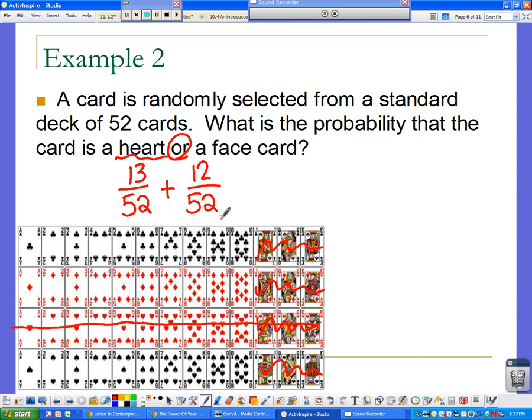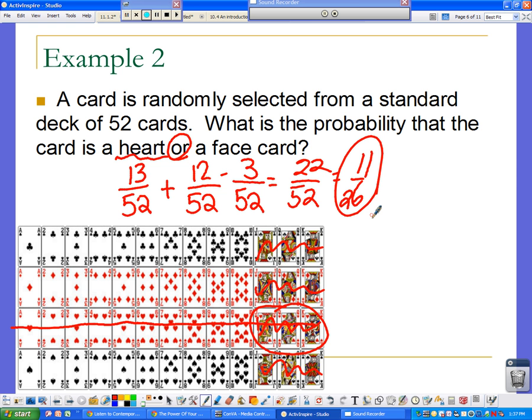But then again, you've always got to ask that question. Sometimes you'll have mutually exclusive events. Sometimes you will not have mutually exclusive events. And you always have to ask, how many of them are both heart and face cards? Well, those are these 3 cards right here. We have 3 of them that fit into both categories. And since we counted them twice, we have to make sure and take them out. So 13 plus 12 gives us 25. Subtract the 3, we get 22 out of 52, which reduces to 11 out of 26 as our final answer.